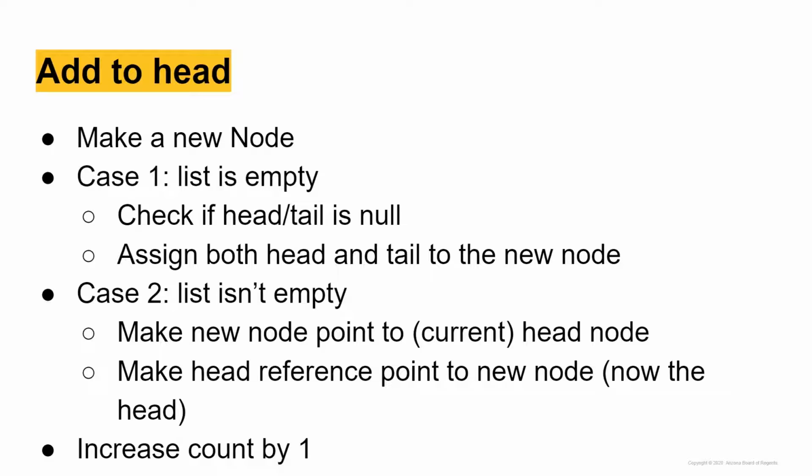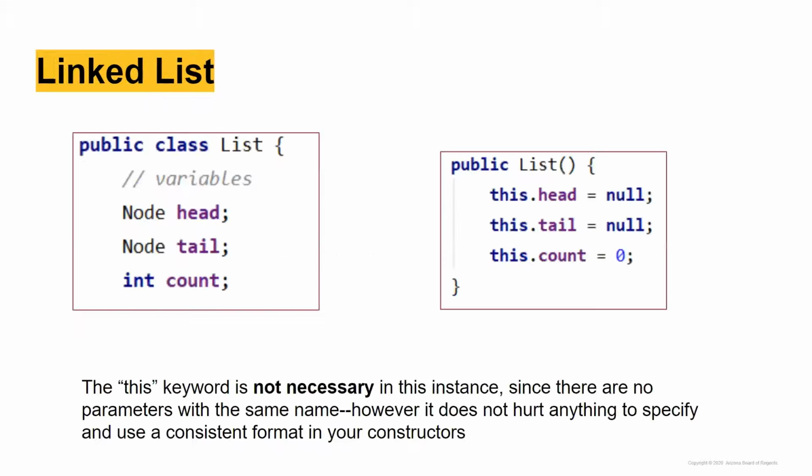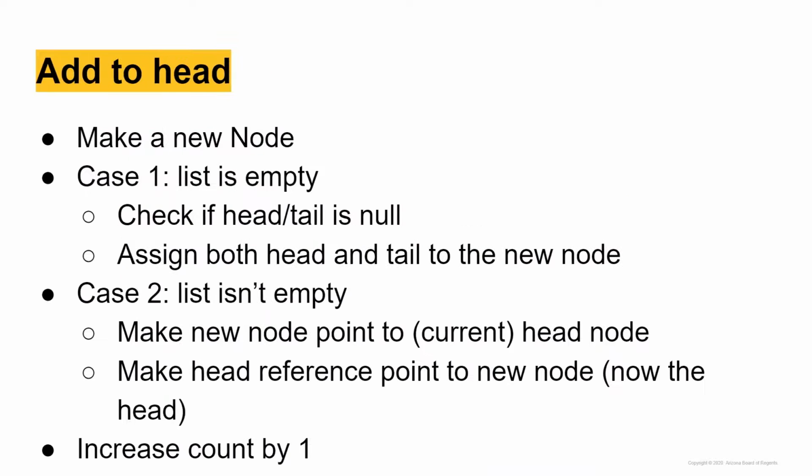So if the list is empty, we're going to check this by asking if the head or tail is null. Because remember, in our list's unparameterized constructor, when we make the list for the first time, it's empty. We haven't added anything, and the head and the tail are both null. So we can check if one of those is null, and that's how we know the list is empty. If this is the case, we need to assign both head and tail to the new node, since if we only have one node in our list, that is simultaneously both the head and the tail of the list.